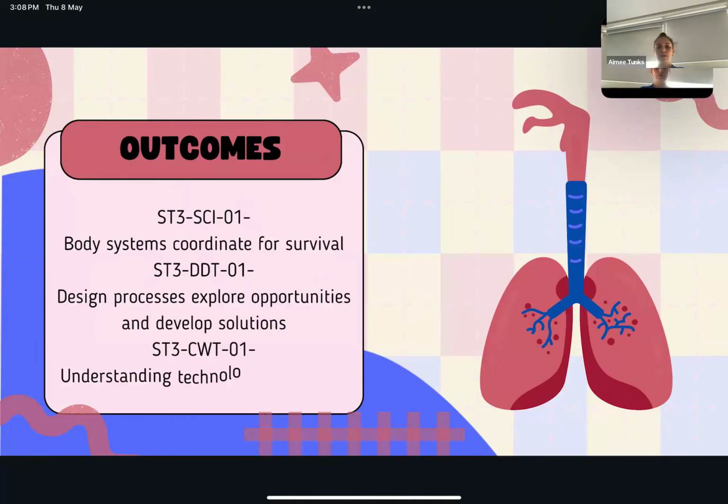The outcomes covered would be ST3 SCI-01, as it talks about how the body systems coordinate for survival. It would also cover ST3 DT-01, as it talks about designing the process and exploring opportunities to develop solutions. And then ST3 CWT-01, as it goes into understanding technological concepts.